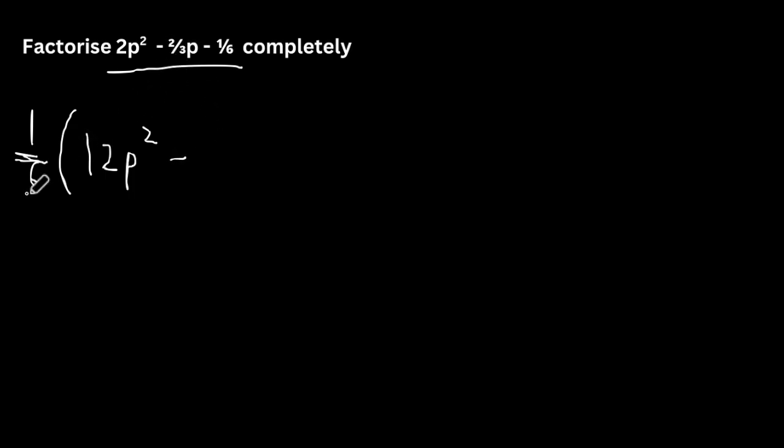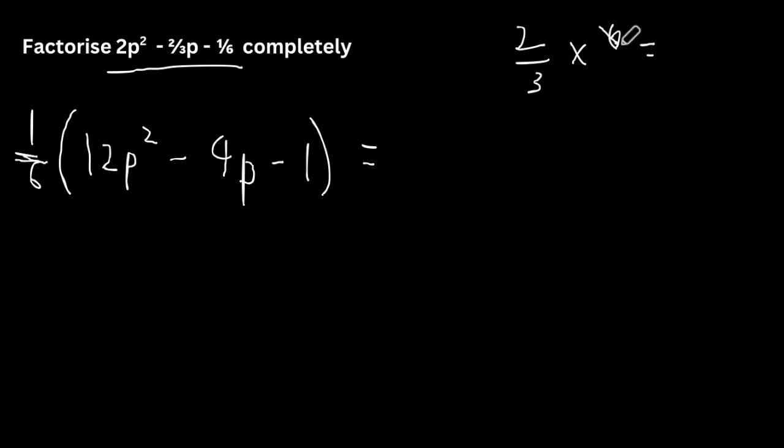So 2/3 p times 6 will be 4p, and 1 over 6 times 6 is 1. Okay, so in case you didn't get 2/3 p times 6, 2/3 times 6 equals 4. So 2 times 2 is 4. So that's why I have 4 over here. So you have this, and so let's try to factorize this part here.